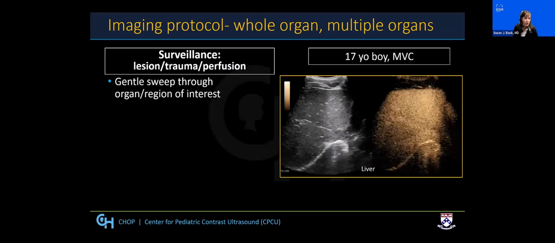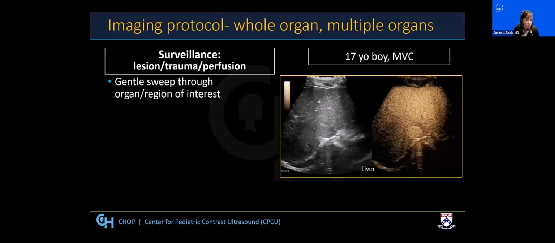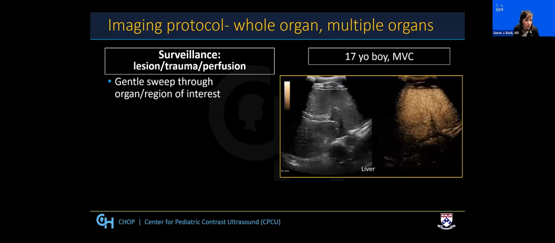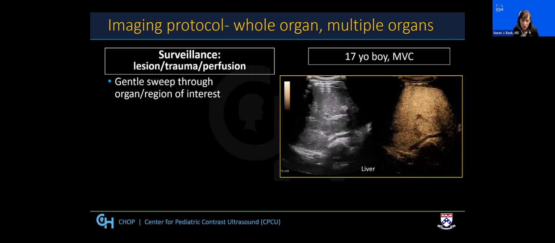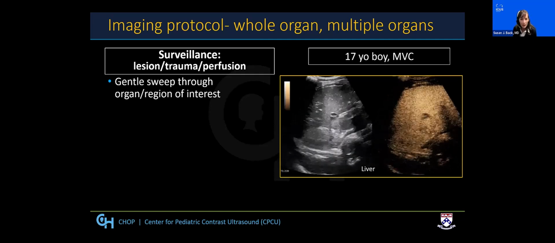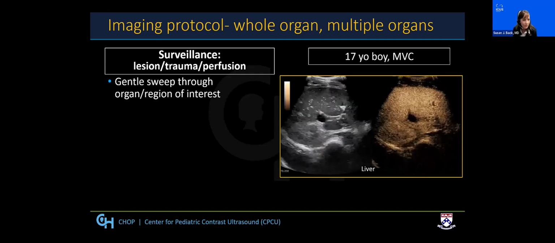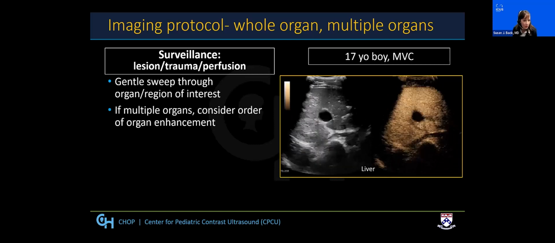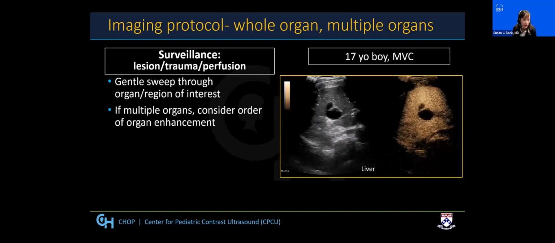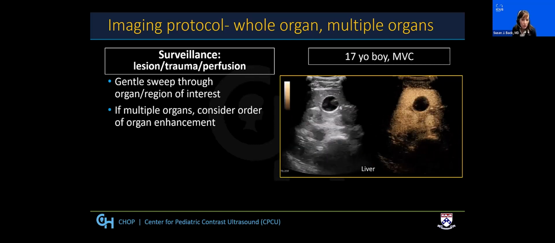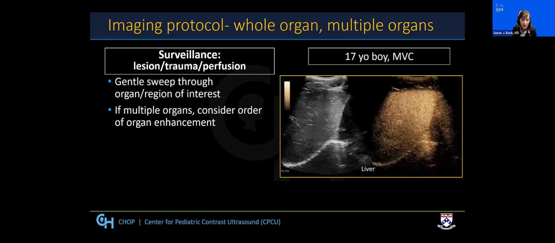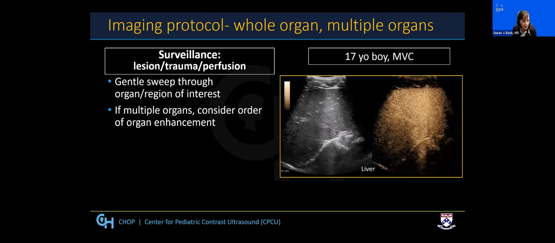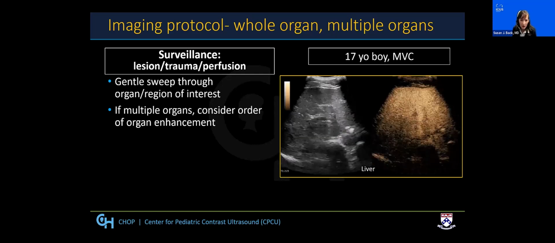When we're doing general image surveillance, either for a lesion or trauma or perfusion, we use gentle sweeps through the organ or region of interest. This is a normal examination of the liver in a 17-year-old boy who was in a motor vehicle collision. If we need to evaluate multiple organs at the same examination, you have to consider the order in which those organs will enhance so that you can visualize all of them at the same time. Typically, in an exam such as trauma, we can image the entire abdomen with 2 injections.